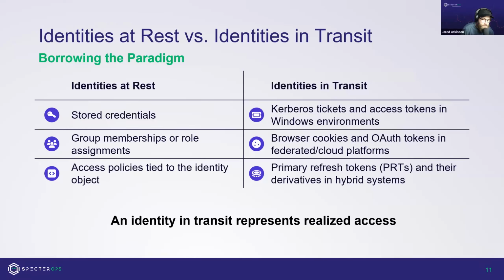But then we have identities in transit, and this is post authentication. After somebody has already authenticated, you start creating credentials, things like Kerberos tickets or access tokens in Windows environments, things like browser cookies or OAuth tokens when we're talking about cloud platforms, things like primary refresh tokens when we're talking about hybrid systems like Azure, for instance. And the way in which we deal with protecting these identities is really dependent upon the state that we find the identity in. And again, the identity at rest is a kind of potential access. The identity in transit represents realized access.